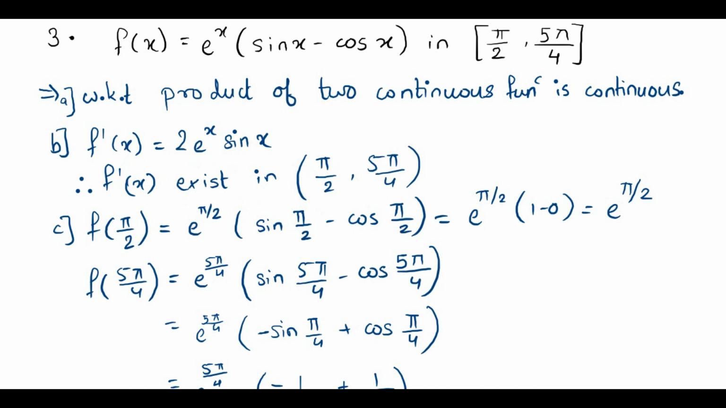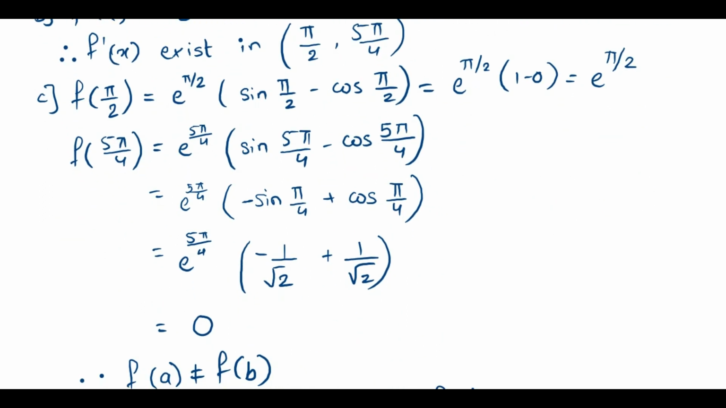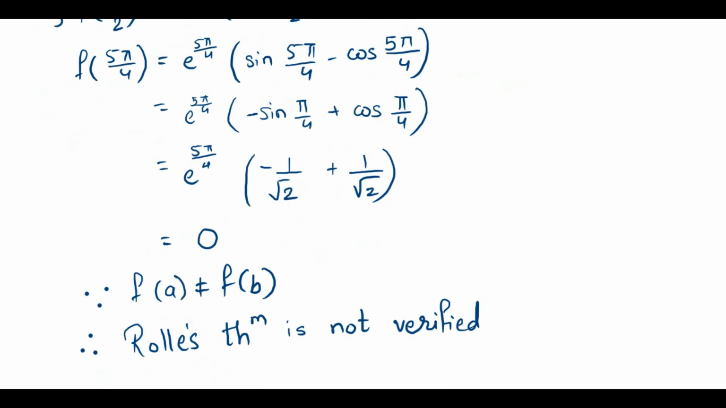Now let's see the third condition, that f of a must be equal to f of b. Here our interval is pi by 2 to 5 pi by 4, therefore a is pi by 2 and b is 5 pi by 4. So f of pi by 2 we get e to the power pi by 2, and f of 5 pi by 4 we get 0. As we can see they are not equal, therefore Rolle's theorem is not satisfied here, and it is not verified.